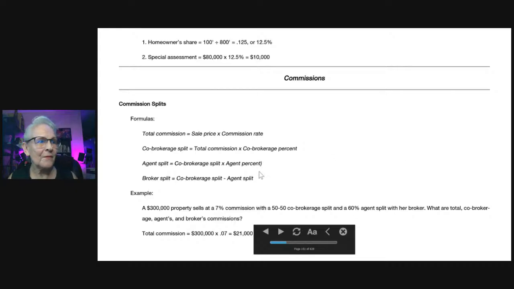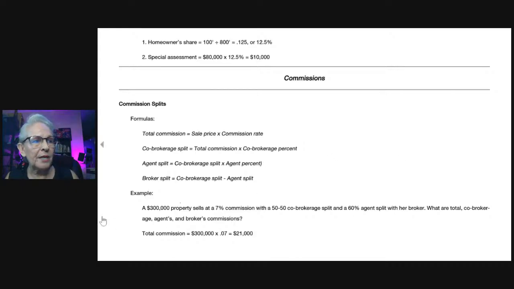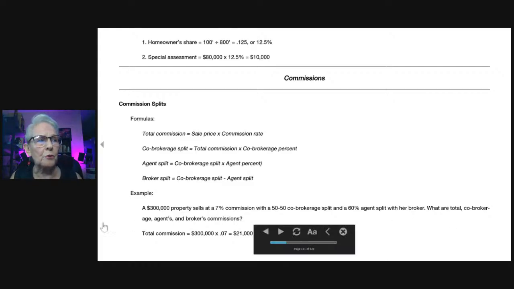Okay. All right. So the example was $300,000 property sales at 7% commission with a 50-50 co-brokerage. So each broker gets 3.5%. And a 60% agent split, meaning the agent gets 60%, the broker gets 40%. What are the total co-brokerage agent and broker commissions?